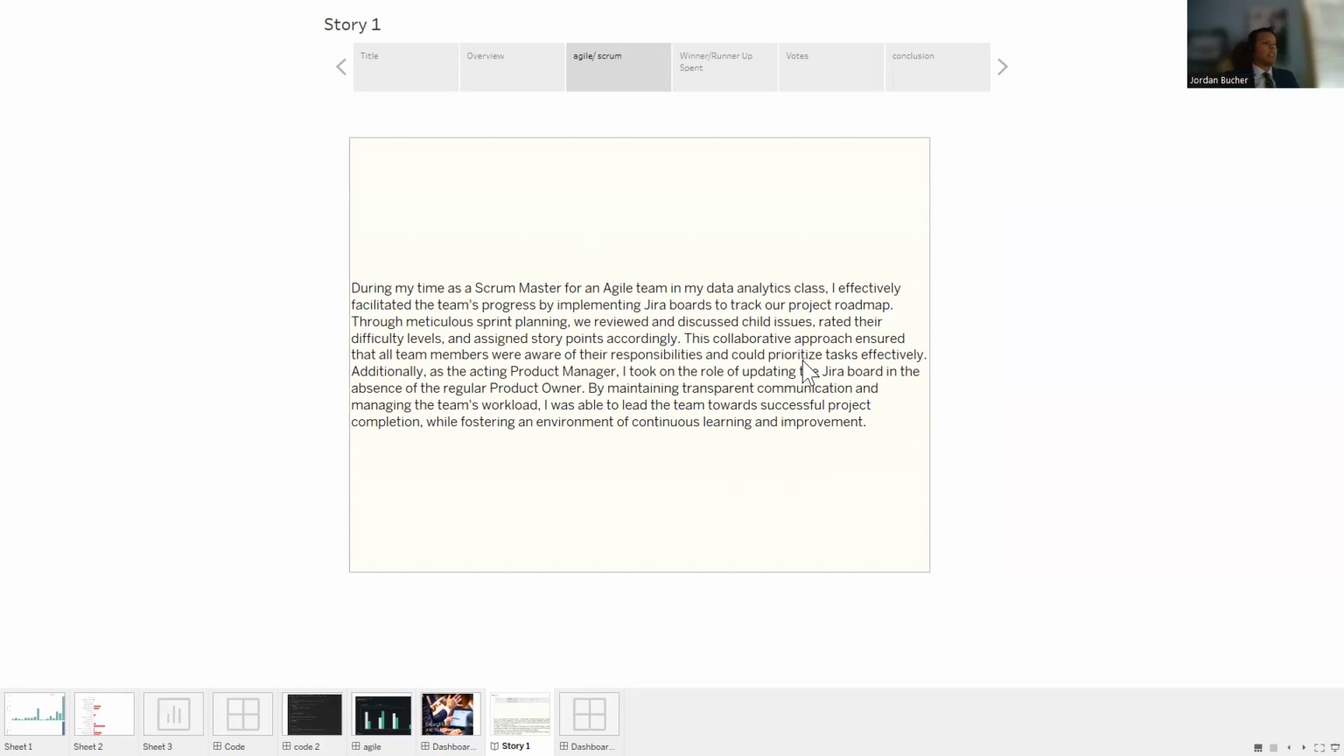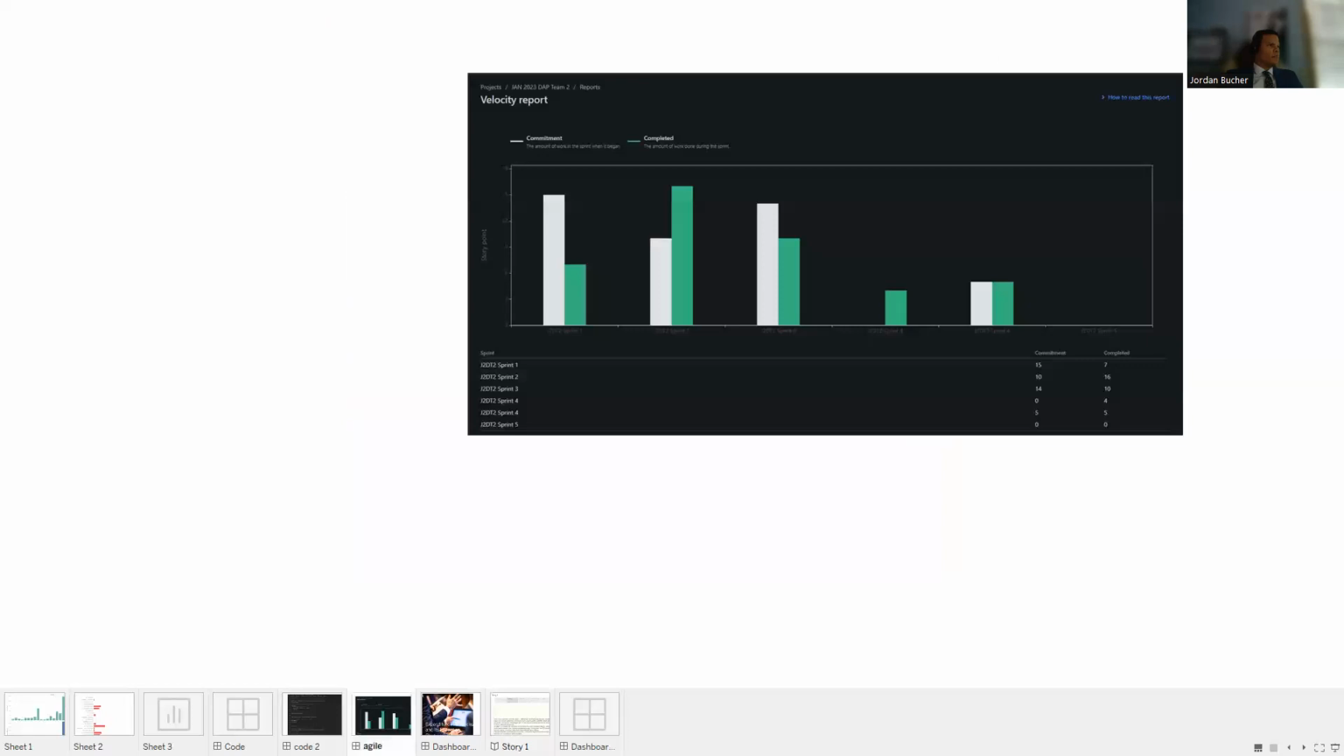Additionally, as the acting product manager, I took on the role of updating the Jira board in the absence of the regular product owner. By maintaining transparent communication and managing the team's workload, I was able to lead the team towards successful project completion while fostering an environment of continuous learning and improvement. This is one of the velocity reports. As you can see, the several sprints that we did, our commitment, and what we completed out of them. You can see this broken down here.